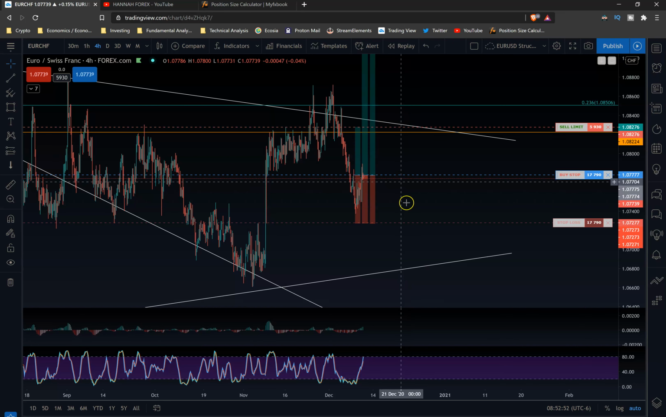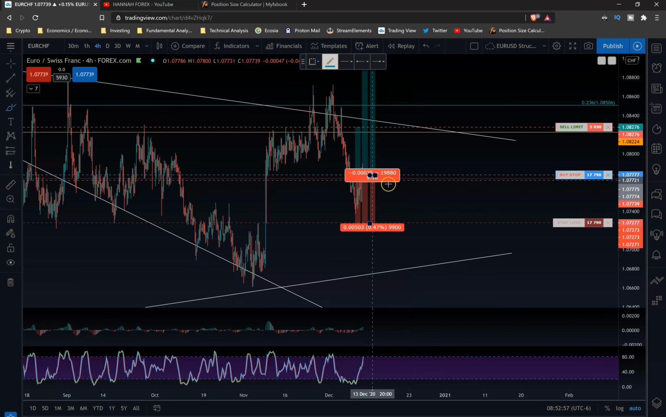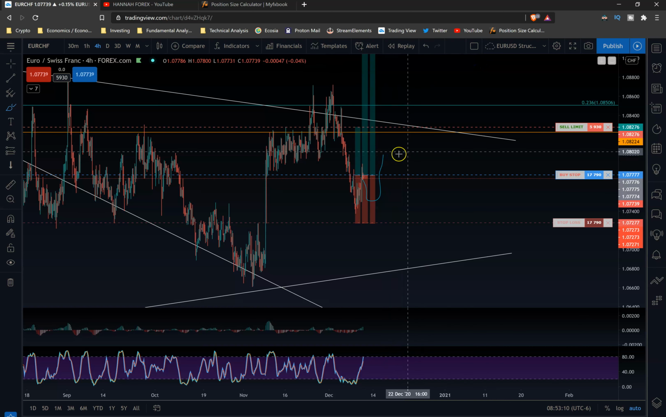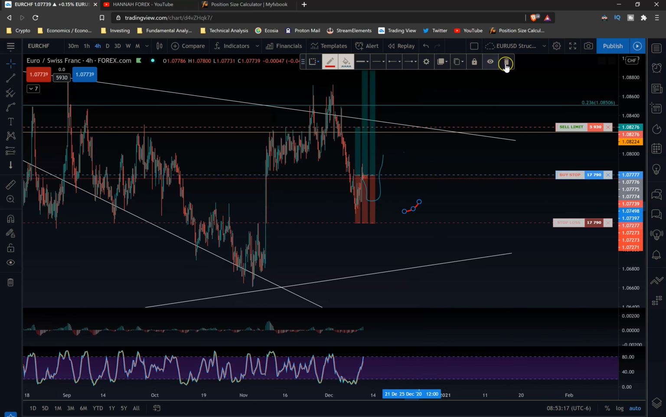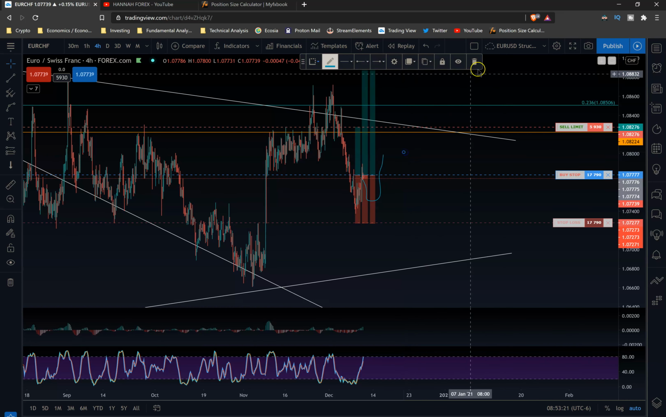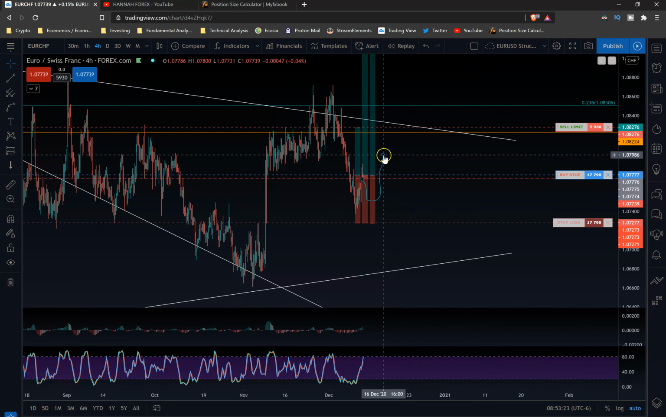I don't think this will make a lower low. I think what will happen is price will go down here somewhere and then reverse. Let's see if it does. If it makes a lower low, obviously I'll have to rethink my strategy. But I don't think it's going to be a lower low, only because the daily is showing a hidden bullish divergence on both oscillators.